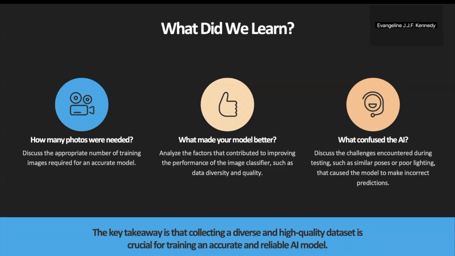Our key takeaway for today is that collecting a diverse and high-quality data set is crucial for training an accurate and reliable AI model. Well, everyone, that is it for lesson 2. You now know how to teach a machine to recognize images, and you have seen firsthand the most important part of AI isn't just the algorithm, it's the quality of the data you feed it.